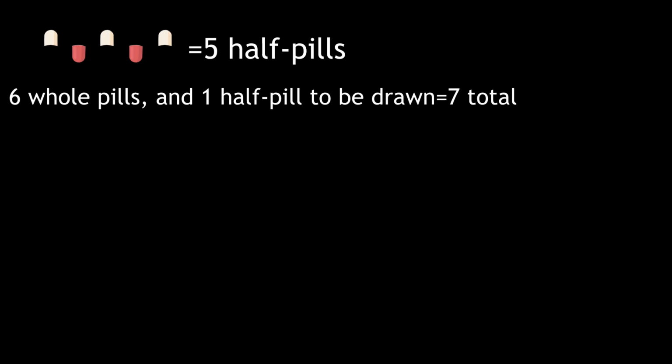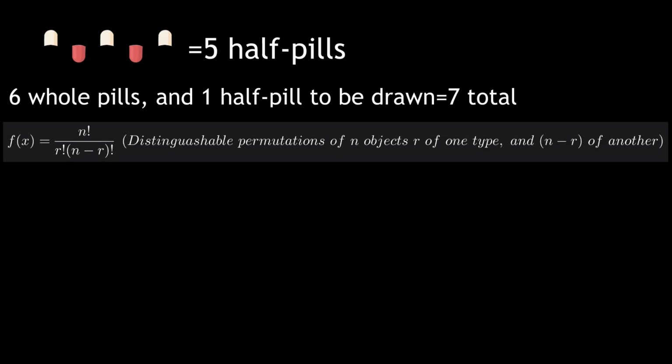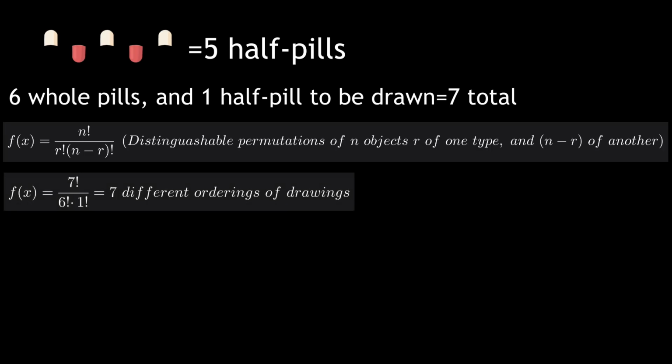So we use the formula of distinguishable permutations. That is, the number of permutations of n objects, r of one type, and n minus r of another type. So n equals 7, the total draws, r equals 6, the whole pills, and n minus r equals 1, half pill. And this formula is the same formula as the combinations formula, which is 7 factorial over 6 factorial times 1 factorial. And this is 7. So now let's list out the different orders in which we can draw the pills one by one. Since it's only 7, it's easy to do this.